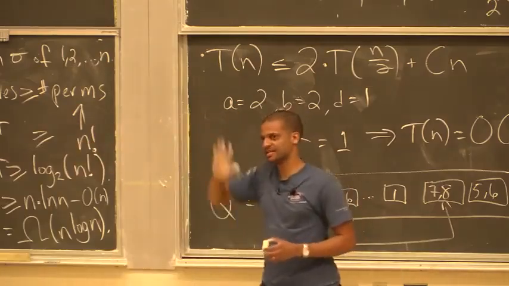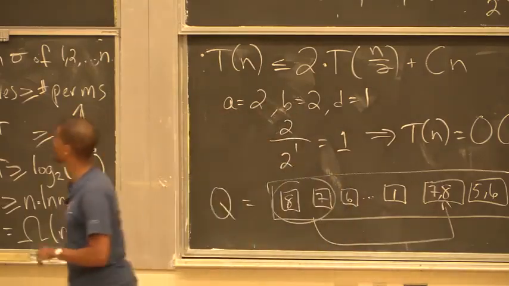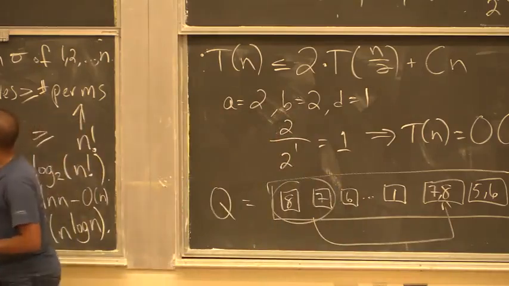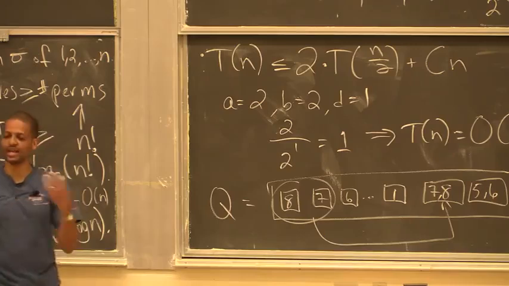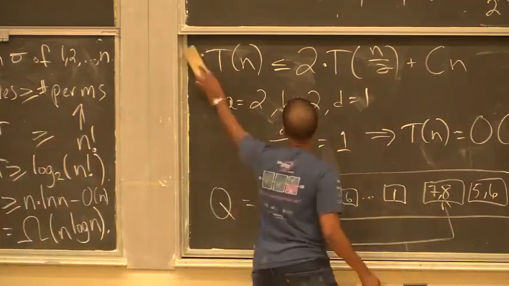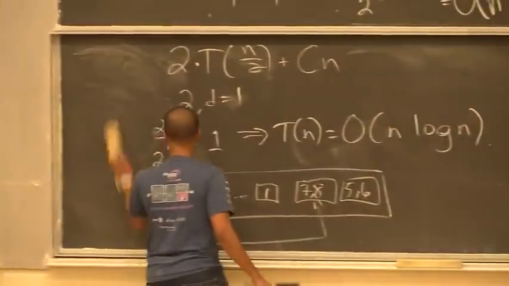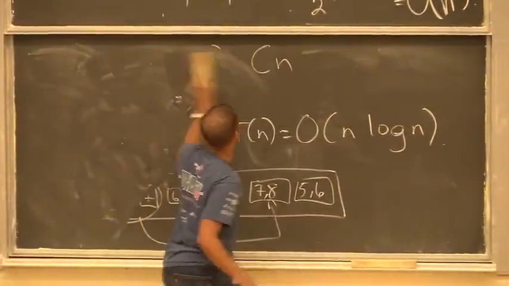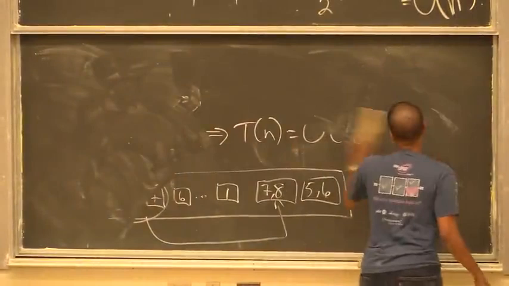Okay, so let's move on. Maybe enough about sorting. I want to do one last topic for today, which is related to sorting. It's median finding and selection. And then Thursday is going to be our final divide and conquer lecture on the fast Fourier transform.